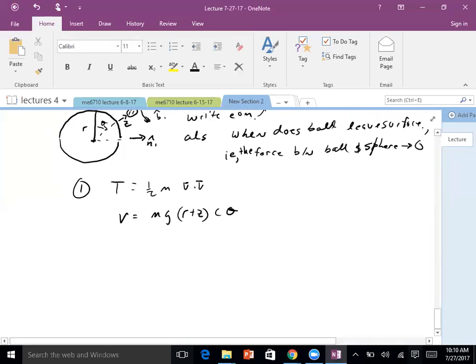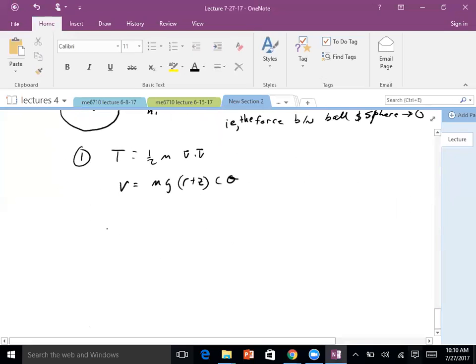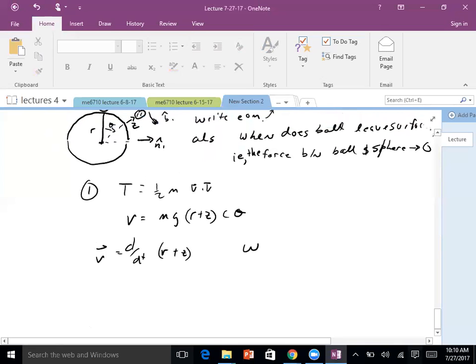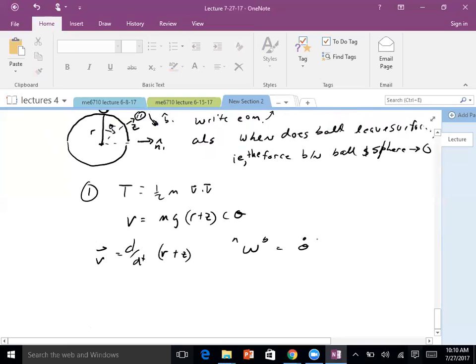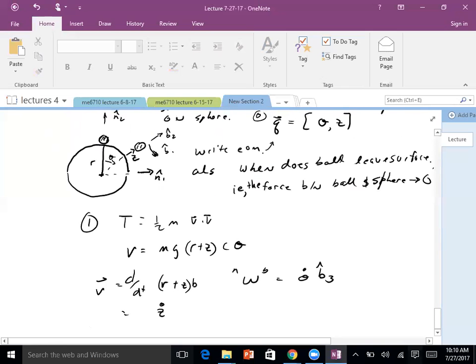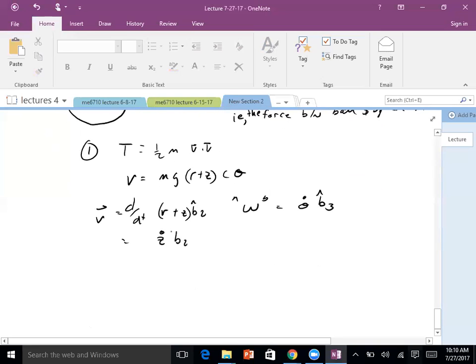All right, so I need my position. I need my velocity, so it's going to be the d/dt of some r, and now it's going to be r plus z, and I need my angular velocity, B to N, just theta dot around the b3 direction. So when I get this, r is constant, but I get z dot in the b2 direction, I guess. I get a z dot in the b2 plus a 3 cross 2 is a -1, so minus theta dot times r plus z in the b1 direction.